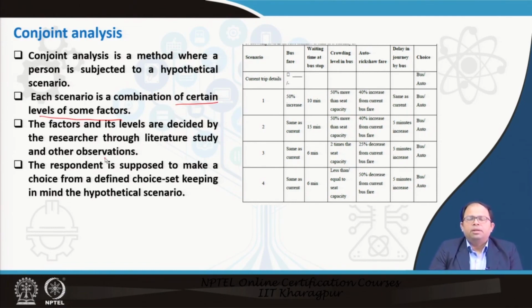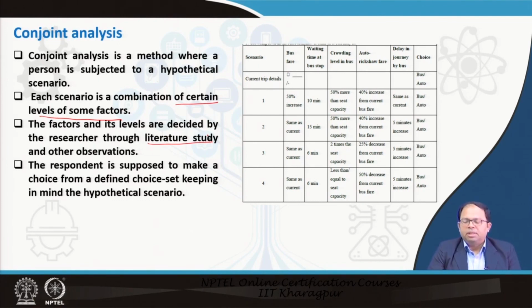For example, a new AC service bus comes in. So air-conditioned service is a new level of service that can be coming into the bus service. Or it could be based on certain things which are not available right now, but based on literature study or availability in other geographical areas. You can say these are the options that we can give over there. And the respondent is supposed to make a choice from a defined choice set, keeping in mind this hypothetical scenario. So we first tell him that this is a hypothetical scenario, and ask will he choose if these are the options that are given to him.